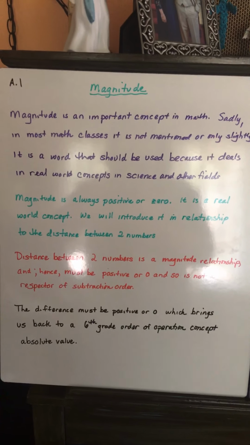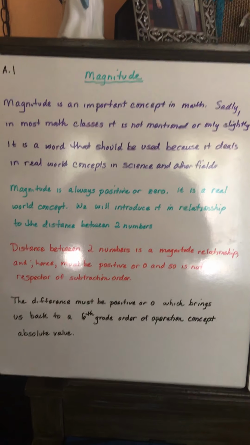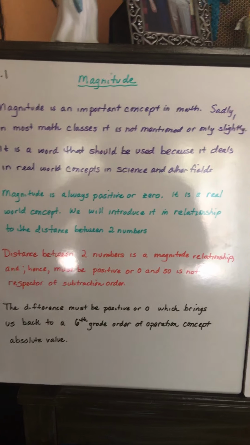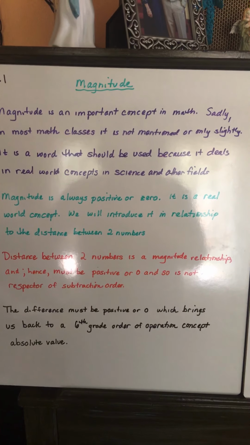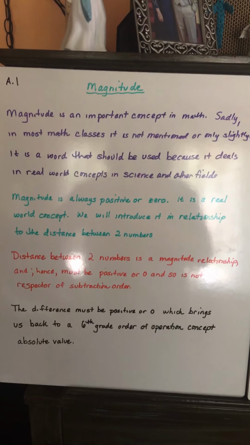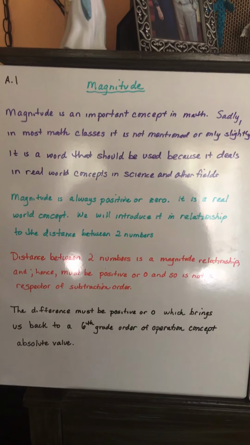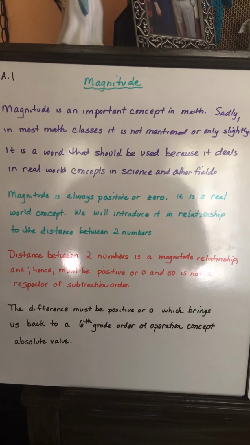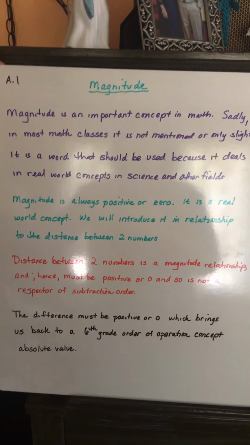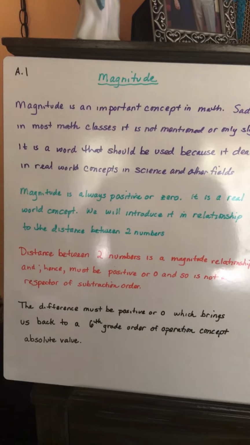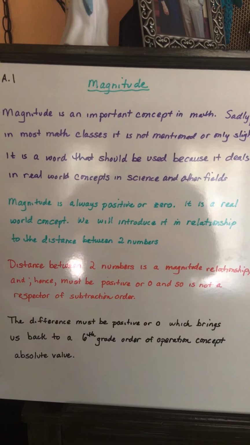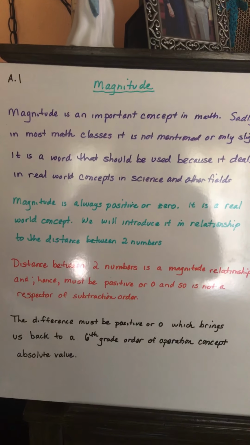First off, magnitude is an important concept in math. Sadly, in most math classes, it isn't mentioned or only slightly mentioned. It is a word that should be used because it deals in the real world concepts in science and other fields, and this is the word they use. Magnitude is always positive or zero. It is a real world concept.